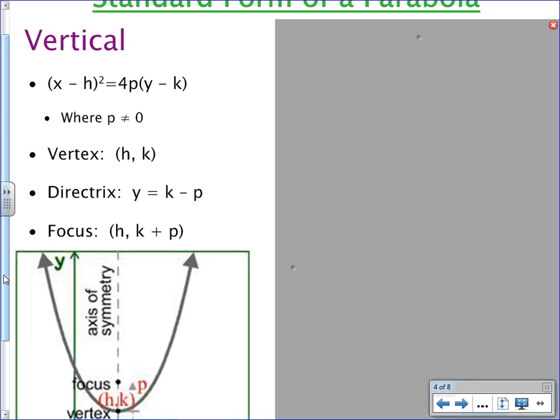Now, we have an x minus h that is squared on one side. On the other side, we have y minus k. (h, k) is going to be our vertex. So as long as our equation is in this form, we can just pick out (h, k). That is our vertex, very easy to identify. Also notice that it is x minus h, and we're pulling h. So that's something that we'll have to be careful with.